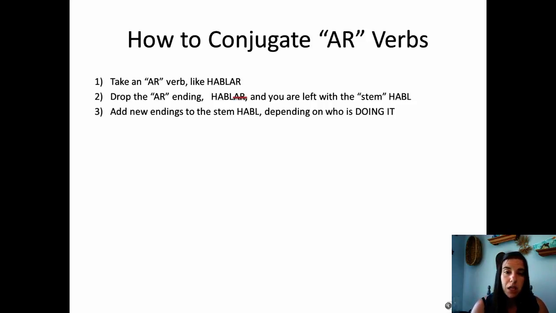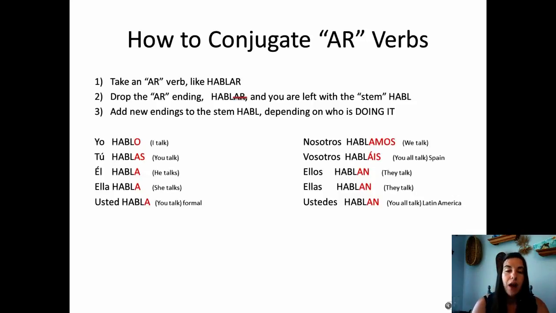You're left with habla. The last thing you need to do is add the new endings to the stem, depending on who's doing it. So let me show you so you can understand what I'm saying. If I talk, I add an O.